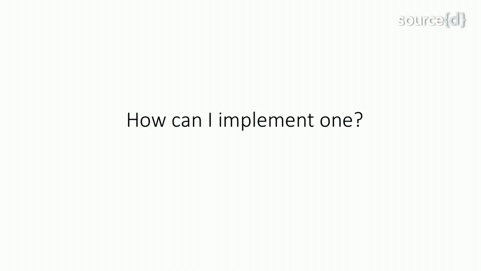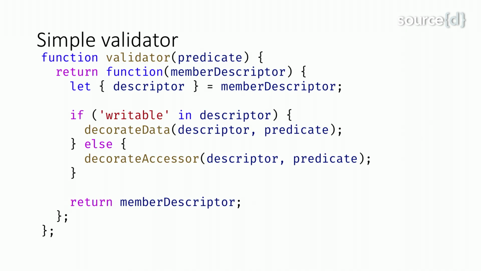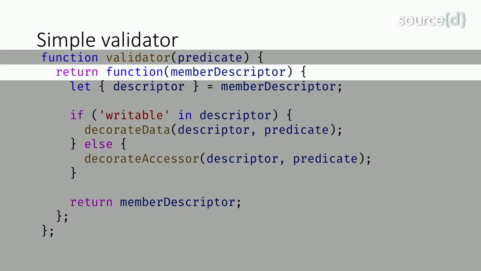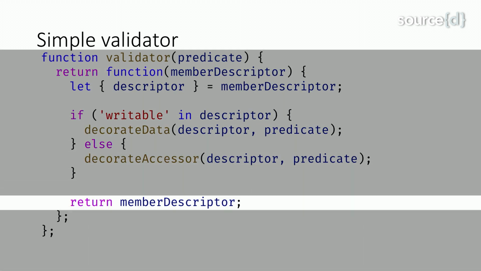Again, now I know what a decorator is, but I don't know how to implement one. So let's implement one. This is a simple validator. Our validator receives a predicate, a predicate we will use to validate the property. Since it's a decorator, it receives a member descriptor and returns a member descriptor.